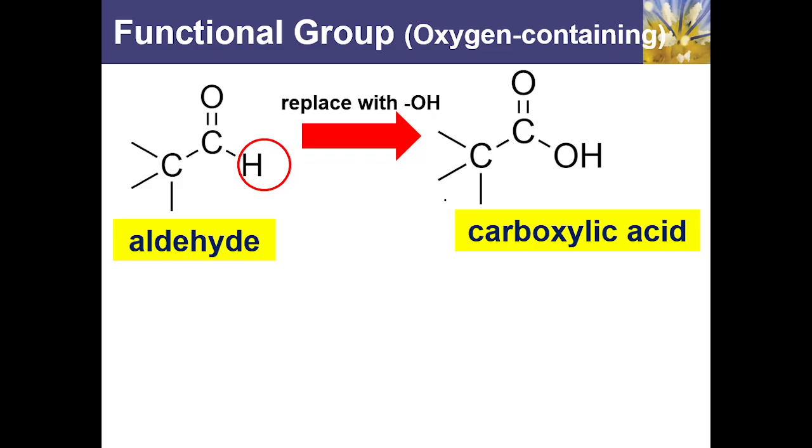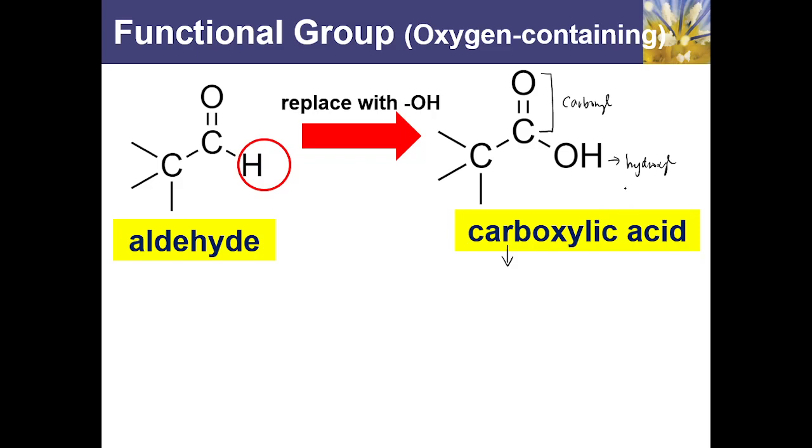So why is it called carboxyl? The term carboxyl comes from the terms carbonyl and hydroxyl. So this is your carbonyl group, right? Remember the C double bond O, that is your carbonyl, and the OH here is your hydroxyl. So if we combine the two terms, that will become carboxyl. So that is the feature of a carboxylic acid.